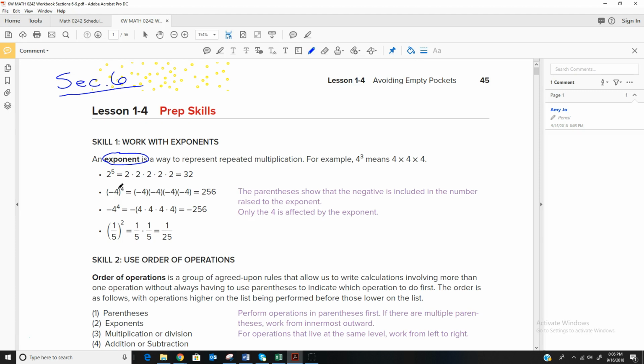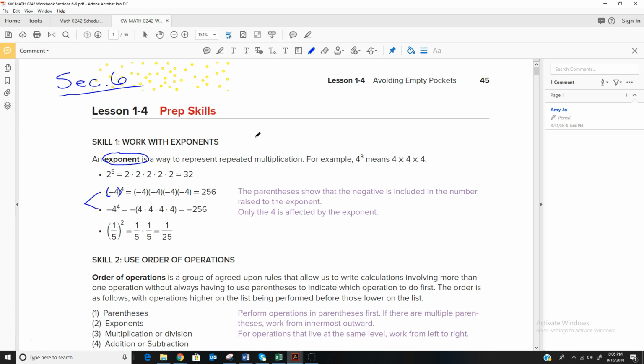One of the types that we have to be very careful about is when we're going to take a negative number to a power. These two things are different. They look a lot the same, but in this one, when you put parentheses around the negative 4, see how they're around the negative 4? That means that we want the negative 4 4 times. So negative 4 4 times.